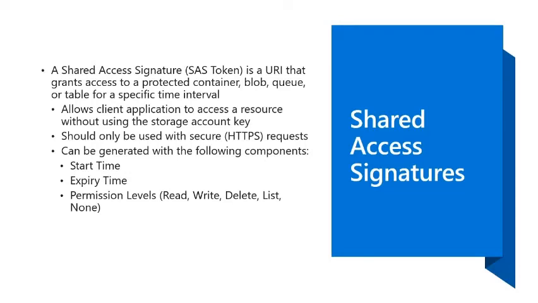Now let's know more about shared key, shared access signature. A shared access signature (SAS) token is a URI that grants access to a protected container, blob, queue, or table for a specific time interval. It allows a client application to access a resource without using the storage account key. It should only be used with secure HTTPS requests. It can be generated with components like start time, expiry time, and permission level, which includes read, write, delete, list, or none.